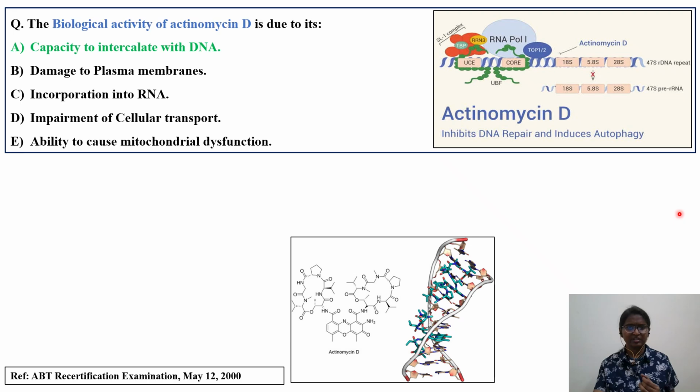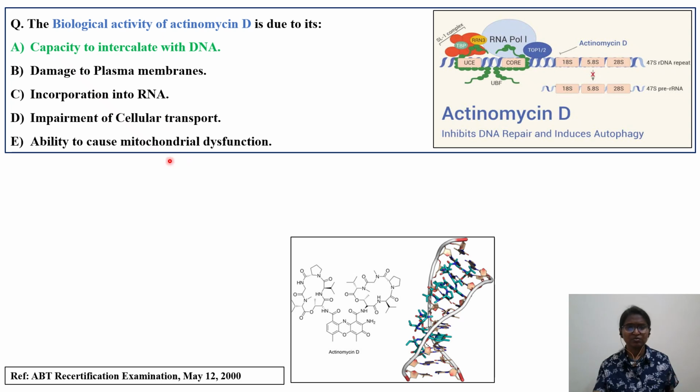This question is taken from ABT recertification exam, May 12, 2000. So the question was, the biological activity of actinomycin D is due to its... So we need to identify the mechanism how this actinomycin D is acting. Option A is capacity to intercalate with DNA. Option B is damage to plasma membrane. Option C is incorporation into the RNA. Option D is impairment of cellular transport, ability to cause mitochondrial dysfunction.